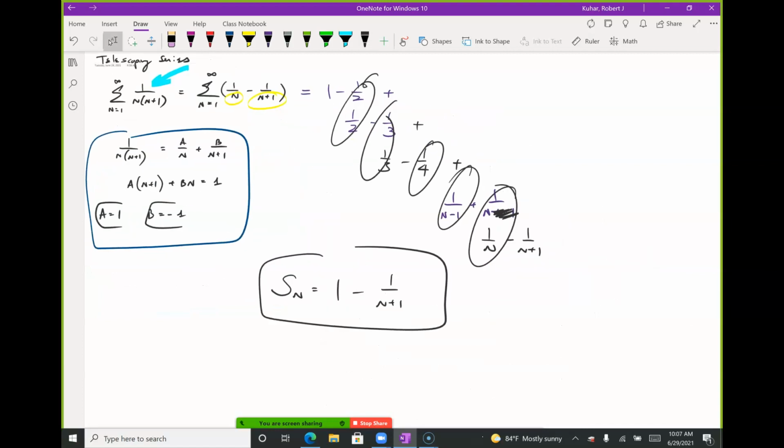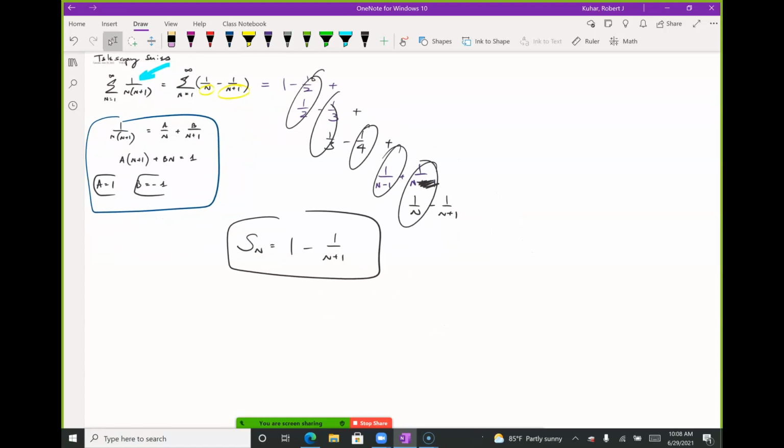Now, what am I interested in doing with this? I'm interested in taking the limit of a partial sum. So I've learned that if I have a series and I create a sequence of partial sums and I can find the limit of the partial sums, if I can find that limit, that means the series converges and the series converges to that limit.